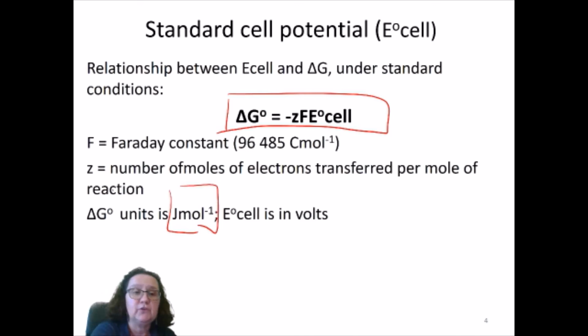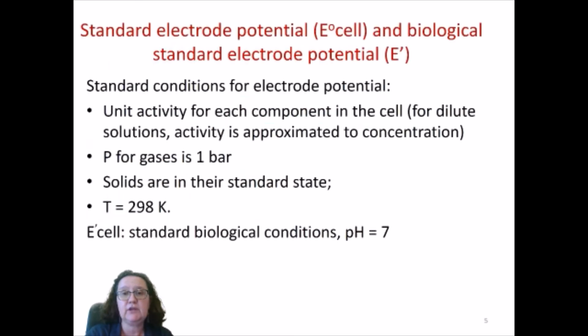And the superscript 0, this little symbol here, means that we are performing this reaction under standard conditions. And what are those standard conditions in an electrochemical sense? Well, the unit of activity for each component in the cell is 1. Pressure for gases is 1 bar. Solids are in the standard state. The pH is 0 and the temperature is 25 degrees, 298 kelvins. So those are the conditions for a standard electrode potential.